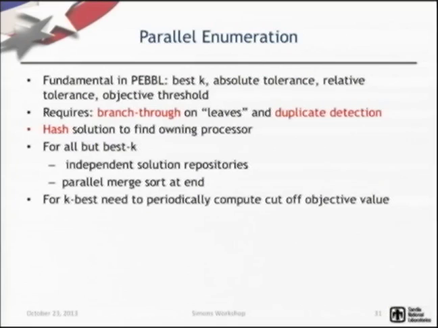So we use a hash function for each solution to find a processor that owns it. That processor keeps a repository of solutions, and they're able to check for duplicates. In everything except the k-best, these repositories, everything has to be kept because you wanted everything within 5% of optimal. If you get 1 million solutions, that's your problem. You shouldn't have picked 5%. And so you keep these all independently, you just do a merge sort at the end. But for k-best, you have to do some communication up and down the tree to keep track of the cutoff point.